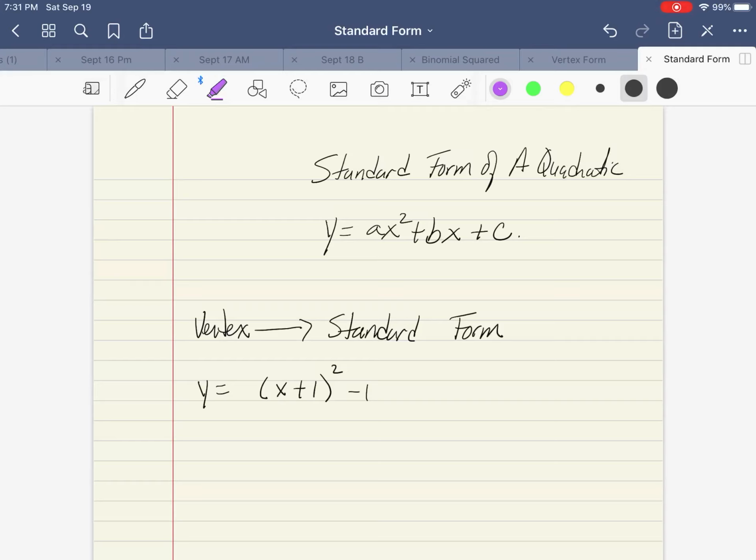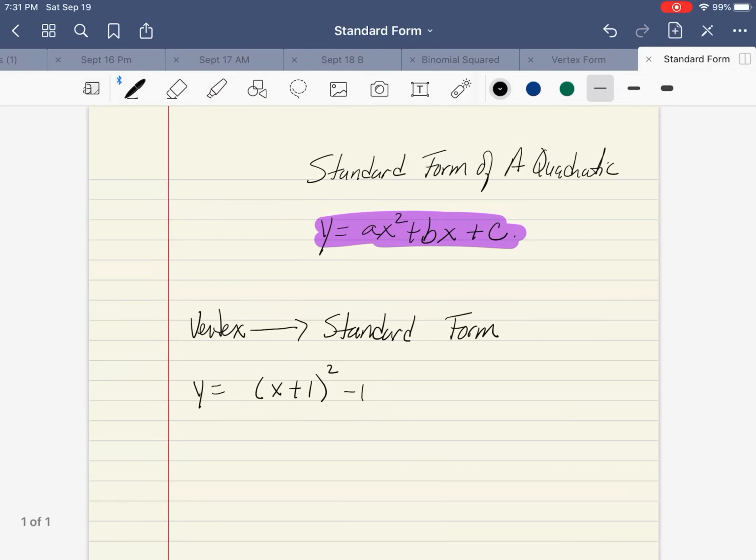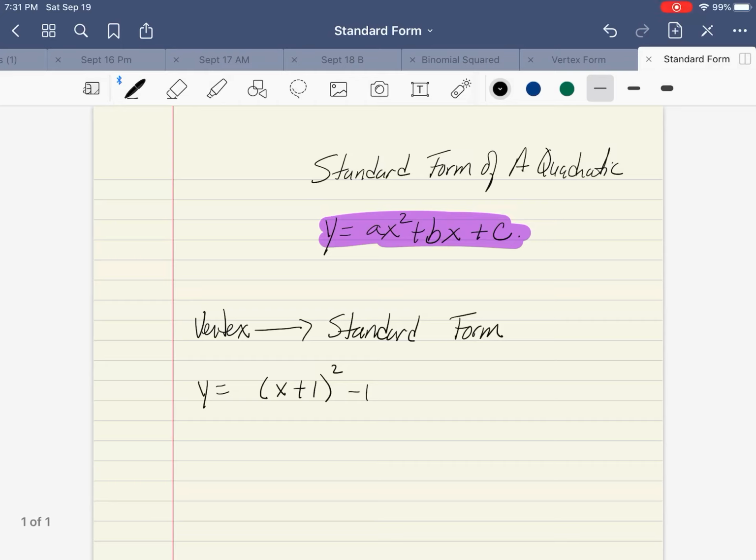It has a general look in standard form of y equals ax squared plus bx plus c, where a, b, and c represent coefficients. Now that value a is going to be the same value a that we saw in the vertex form. If a is greater than 0, your parabola is going to open up. If a is less than 0, your parabola is going to open down. Basically, standard form means you're going to multiply out your vertex form.